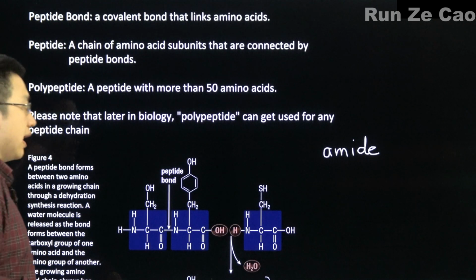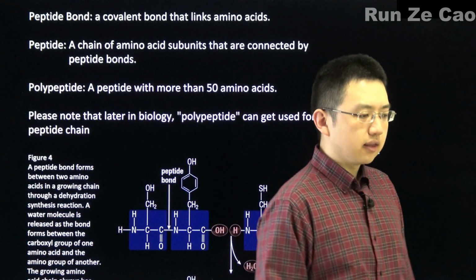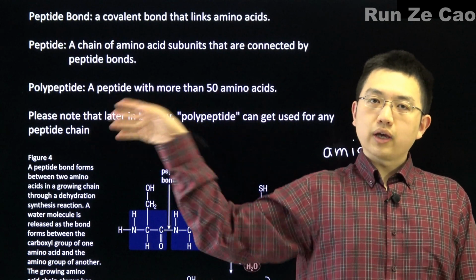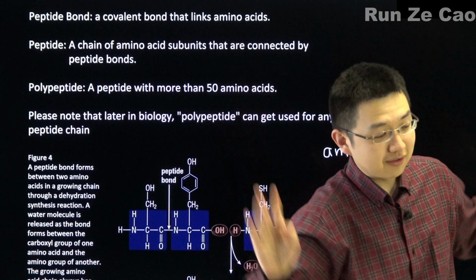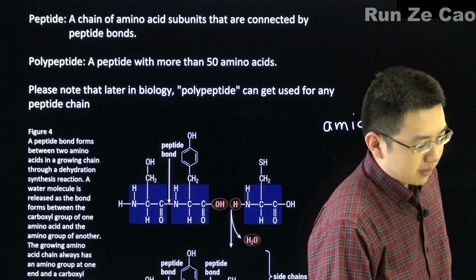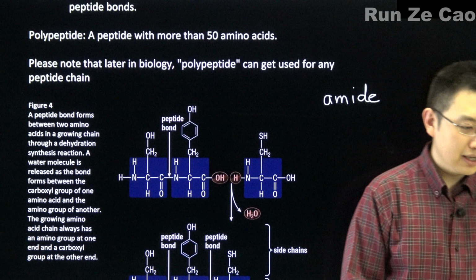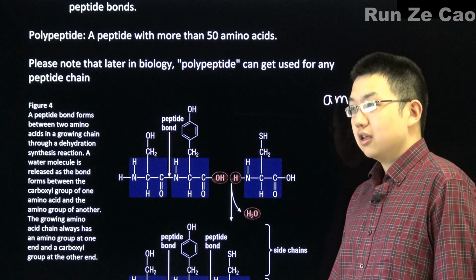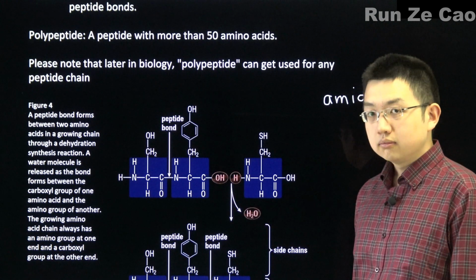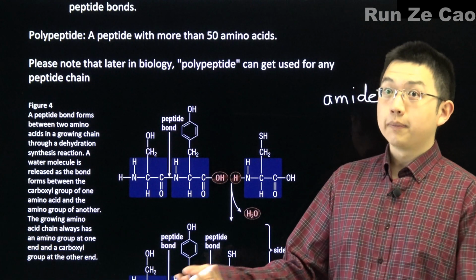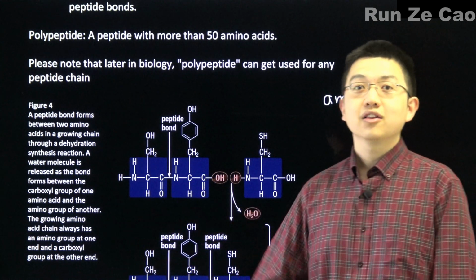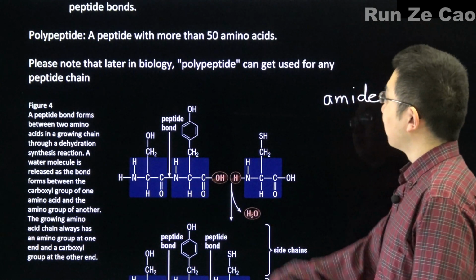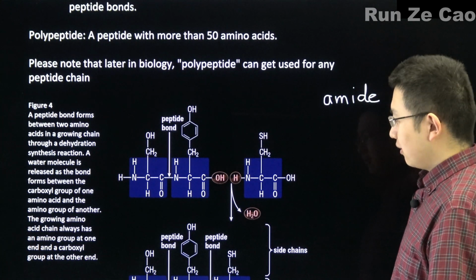Now, a polypeptide has more than 50 amino acids, but you'll notice that in later grades this distinction basically just goes away. We just call all of these things polypeptides. Because after all, a peptide bond is this thing. And if you have more than 2 amino acids, so say 3 or more, what do we have? We have multiple peptides. Just like polygons are many-sided shapes, we just go with polypeptide later.